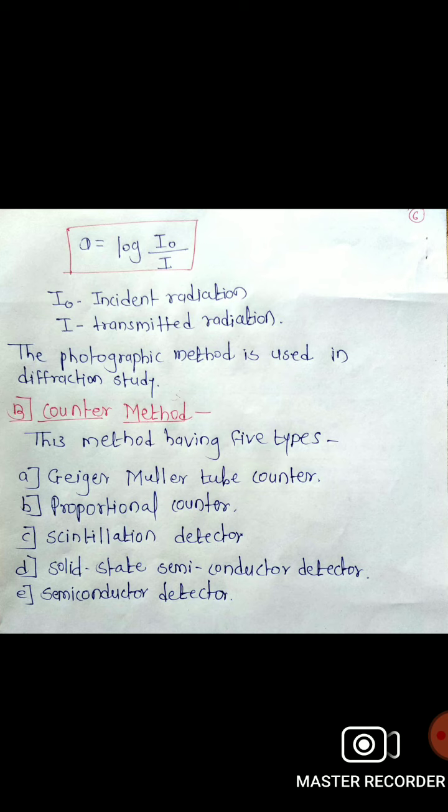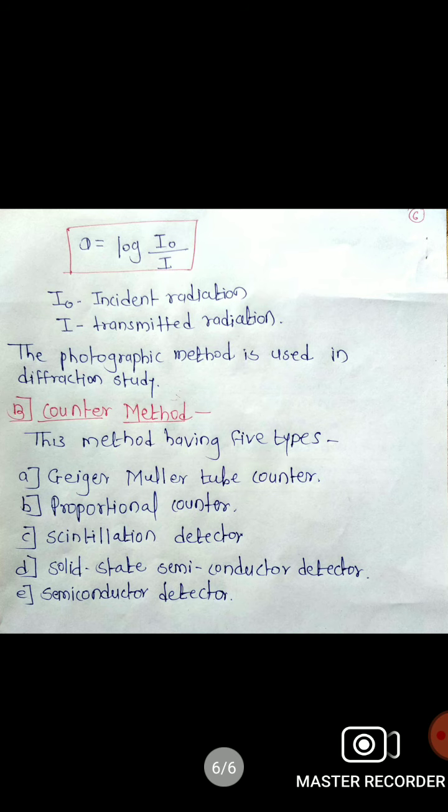Then the second one is the counter method. There are a total of 5 counter methods. The first one is the Geiger-Müller tube counter. The second one is the proportional counter. The third one is the scintillation detector. Then there are the solid state detector and the semiconductor detector. These different counter methods are used as detectors in XRD.